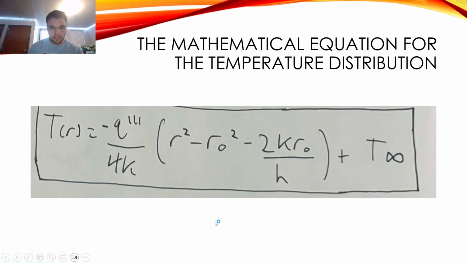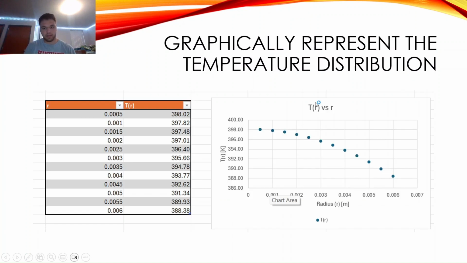Now I'm going to have to plug that into the original T with respect to R to plug in the C2. After simplifying that equation a little bit, this is what we got: Q triple prime times all of this over 4 over K times all of this plus T infinity. So I'm going to use that equation. I used that equation and plugged in to graphically represent this temperature distribution from 0 to 0.006 meters, which was the total radius of the pipe. These are the numbers that I got.